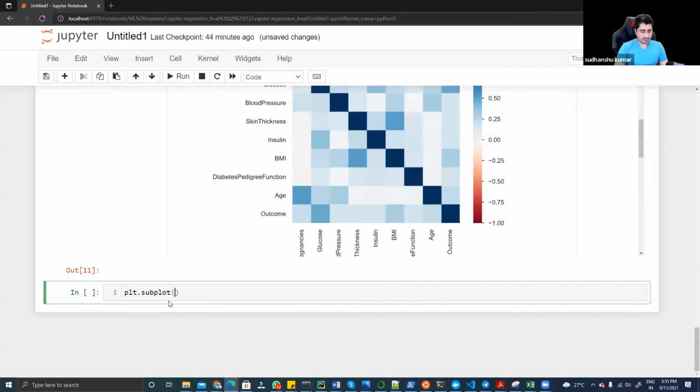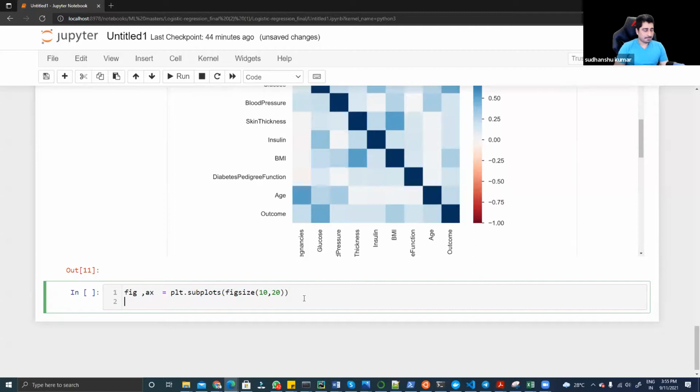subplots, and we can define a figure size, maybe 10 by 20 I can take. So this is the boxes. Now fig and axis are required, so maybe I can take them out from here. Now sns dot, I can call a box plot over here.